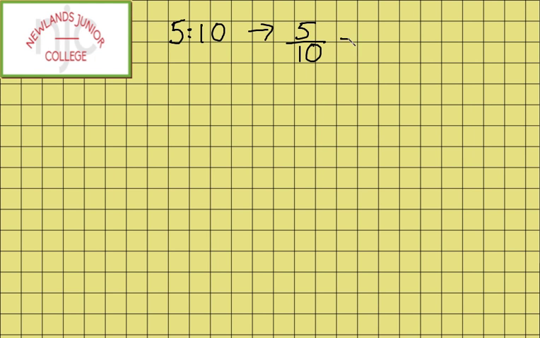Well, we would look for the highest common factor and we'd divide the top and bottom by it. Now it so happens that the highest common factor for 5 and 10 is 5. So divide by 5 here, divide by 5 here, and we end up with 1 over 2. So the ratio of 5 to 10 can be simplified to 1 to 2.